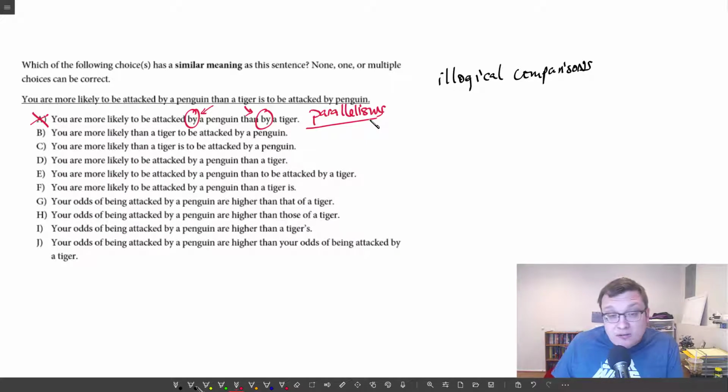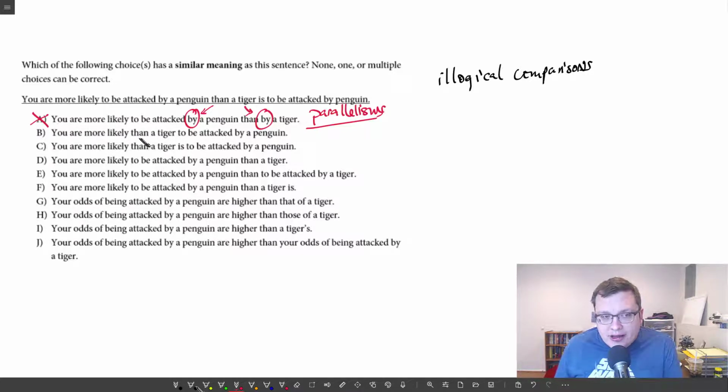This is not equivalent to the original. The original is making the claim that, again, this is absurd. I know the sentence is absurd, but don't worry about that. It's making the claim that you are more likely to be attacked by a penguin than a tiger is to be attacked by a penguin. So you're sort of comparing penguins attacking people and attacking tigers. That's not what A is doing. A is saying, how likely are you to be attacked by a penguin versus by a tiger?